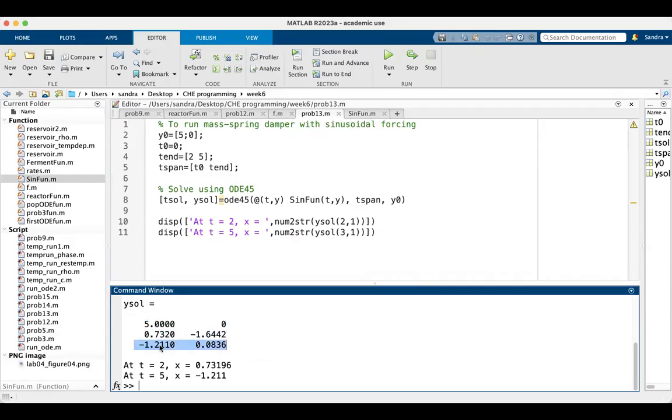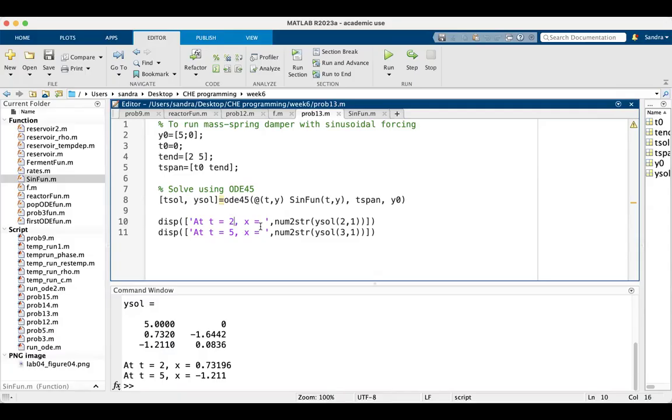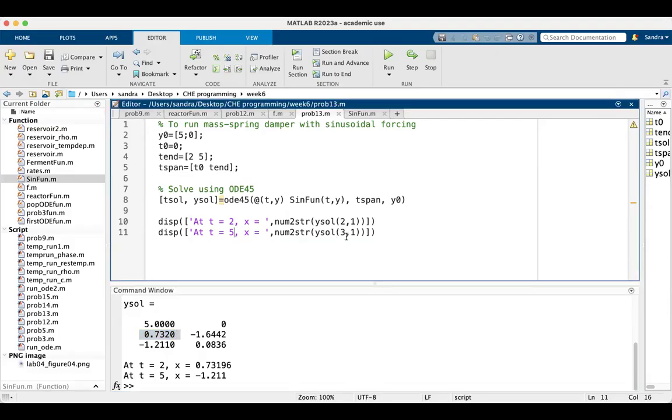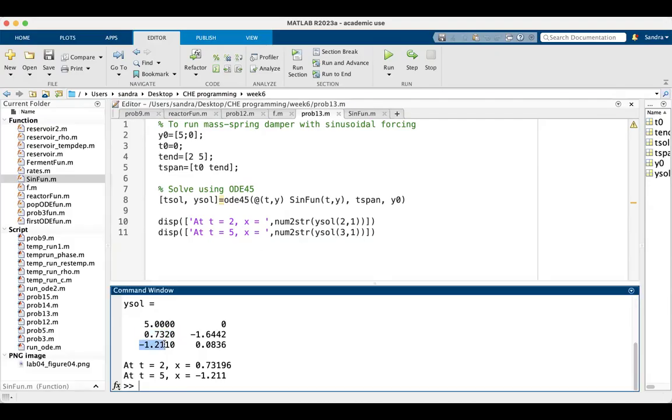The first column corresponds to x values. The second equation was dv by dt, so the second column corresponds to v, that is dx by dt. So at t equal to 2, our x value is first column, second row. At t equal to 5, x value is first column, third row. Okay, you get the x values here. Is this clear? Any doubts?